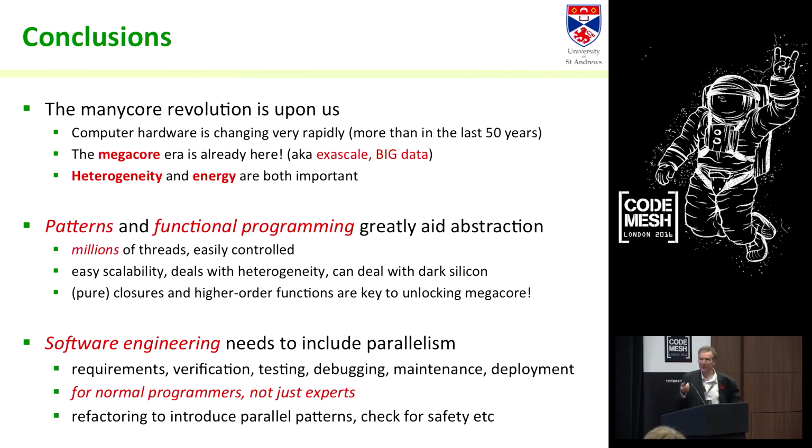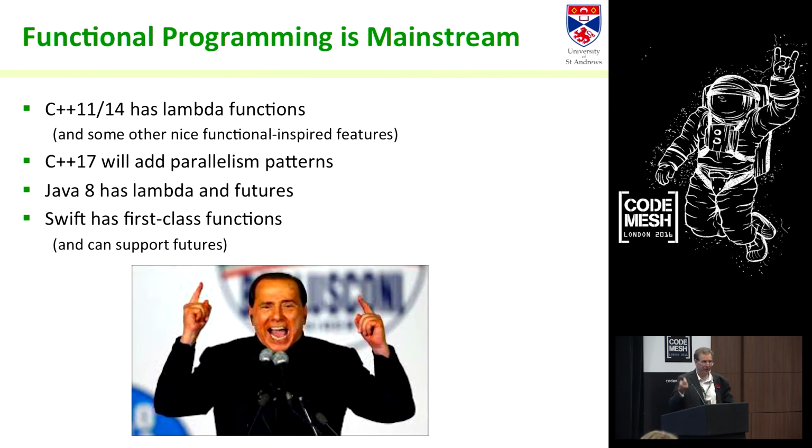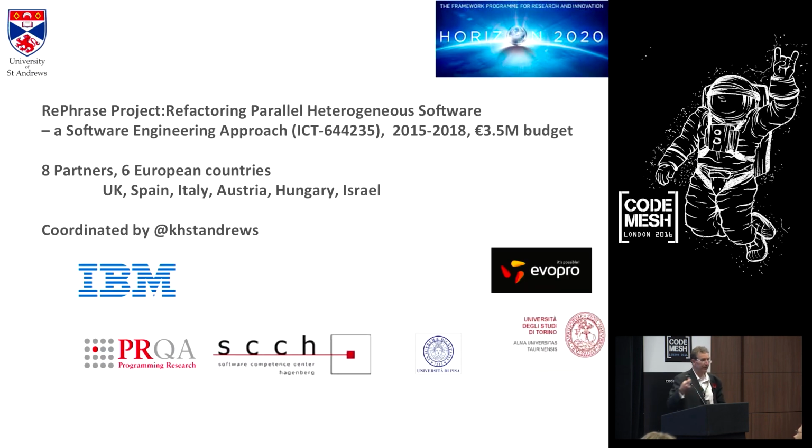So to conclude, Manycore is here. Functional programming and patterns greatly add abstraction. We need software engineering to address parallelism intrinsically, and that's what we're trying to do through this ParaFormance tool and the EU project that I have. But I think a good take-home message is, hey, functional programming is mainstream. All these new versions of languages are including functional programming constructs, and that's going to let us do the kind of thing that I've just shown you in those languages. So tomorrow, C++, then Java, then the world.